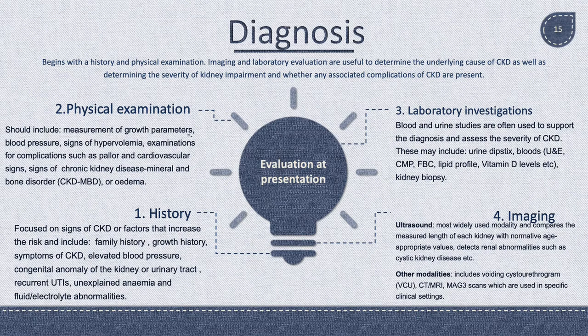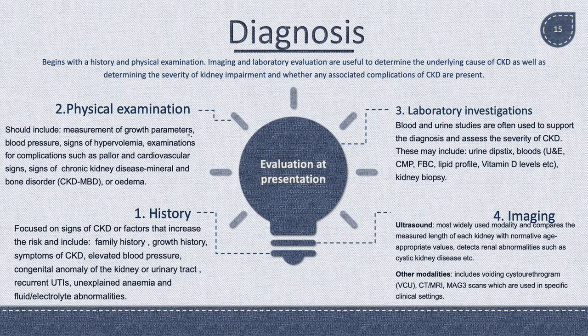The physical examination is directed towards determining the complications and signs and symptoms of CKD and whether or not they are present, which may include the measurement of growth parameters, blood pressure, examining for signs of hypovolemia, pallor, cardiovascular system examination, as well as the signs of chronic kidney disease mineral and bone disorder, or edema. Laboratory investigations, which mainly include blood and urine studies, are used mainly to support the diagnosis and assess the severity of CKD. These may include urine dipstick, blood tests such as a UNE, CMP, FBC, lipid profile, vitamin D levels, and so on, as well as a kidney biopsy.